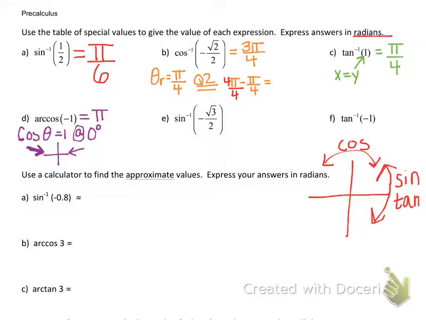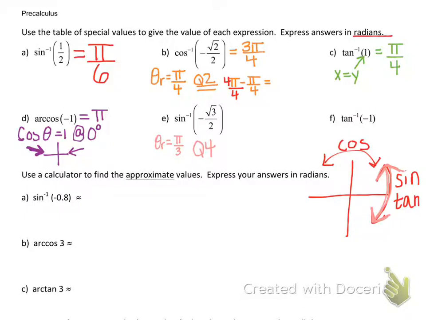All right, for E, we have sine inverse of root 3 over 2. So I go to the sine column on my chart, to root 3 over 2, and I get pi over 3. But that's positive, so we know that this is our reference angle, pi over 3. Now sine is negative, which means if the sine restrictions are in the first and fourth quadrant, then we must be in quadrant 4 for sine to be negative.